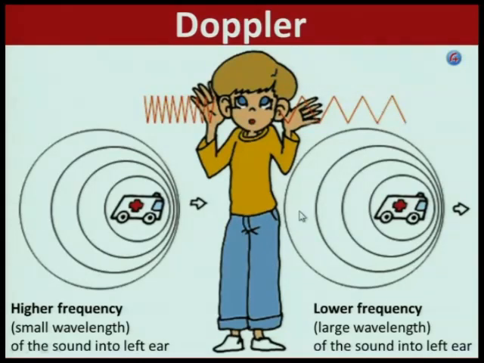Okay. Now, when the ambulance is driving away from you, the wavelength gets bigger and the frequency is then lower. So, when an ambulance is driving towards you, the waves are pushed together and therefore they are coming close to one another, which means they have a small wavelength, high frequency. When the ambulance is moving away from you, the frequency is decreasing and the wavelength is getting bigger.